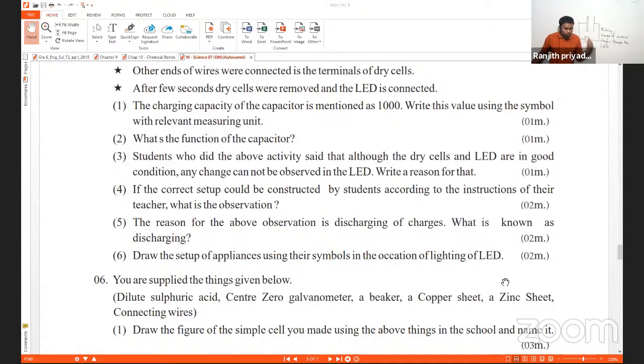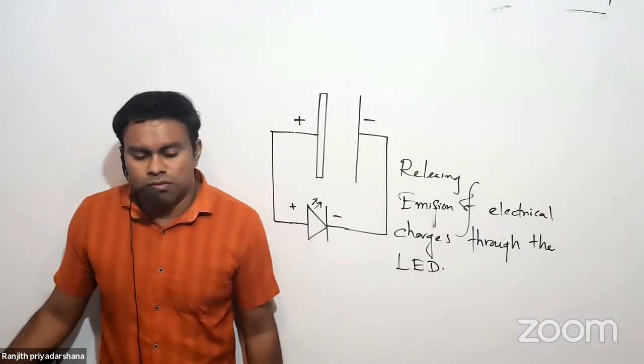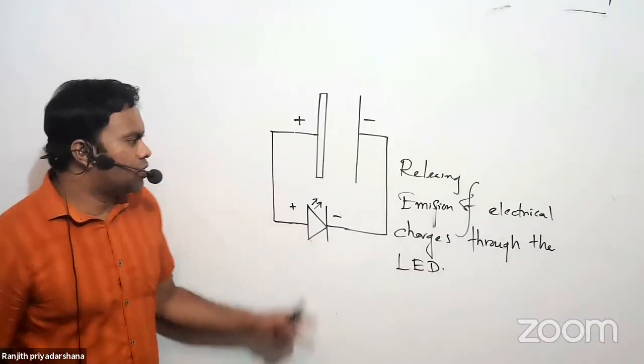Yes, that's here. Symbol diagram. So LED, this is the capacitor, positive, negative, positive, negative. Okay, I'll show you that. This is the discharging process.